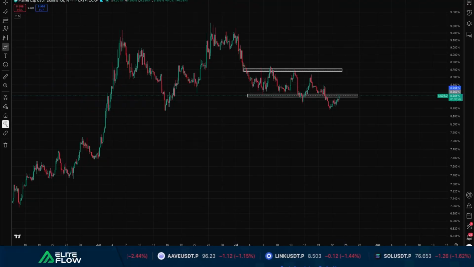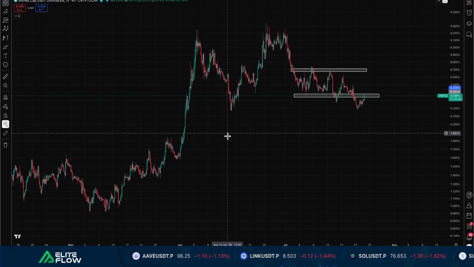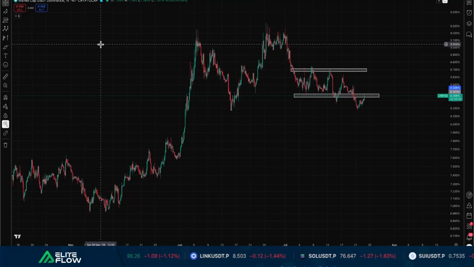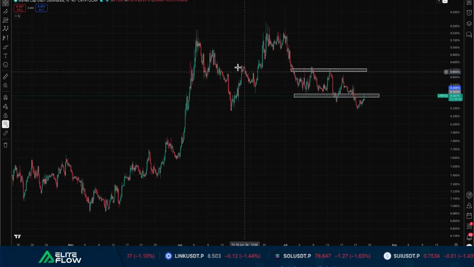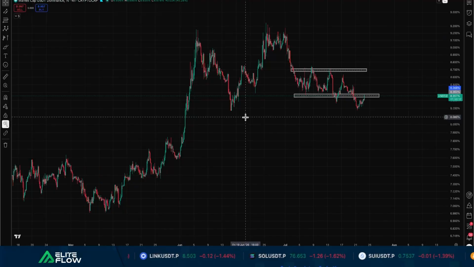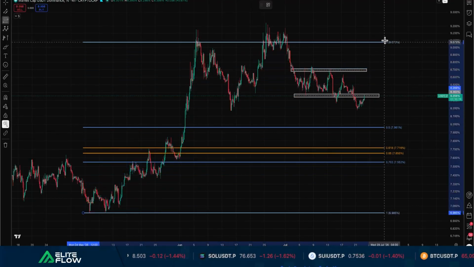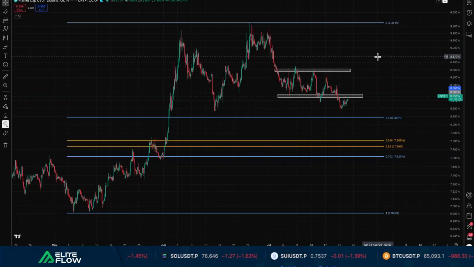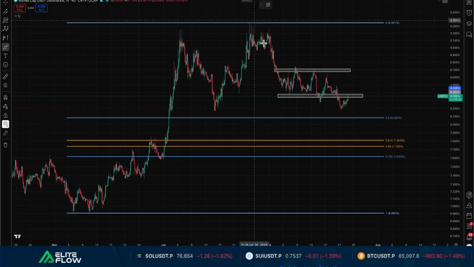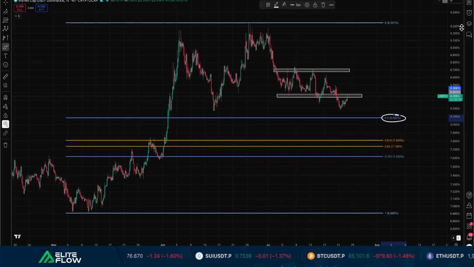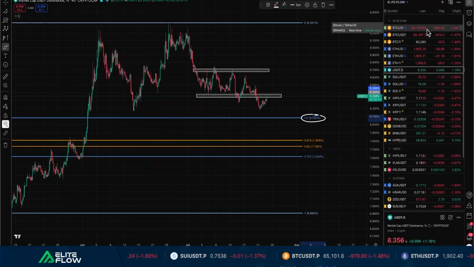Where am I waiting for USDT? Please do remember, if USDT is going up, crypto is going down. If USDT is going down, crypto is going up. Let's trace a Fibonacci retracement from this whole push up. Same thing as Bitcoin. Where am I waiting for USDT? On the 0.5 level.